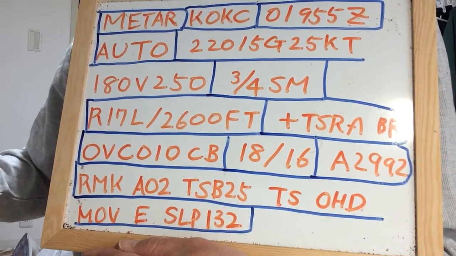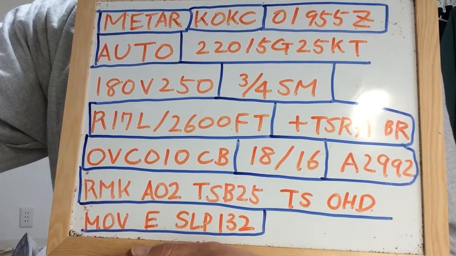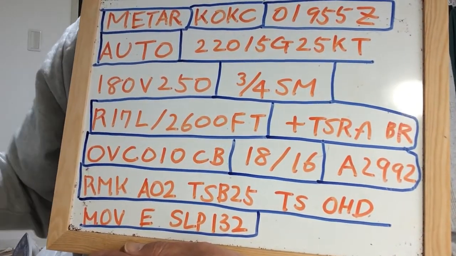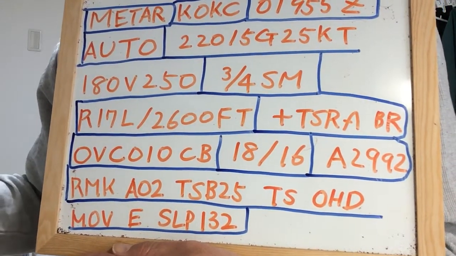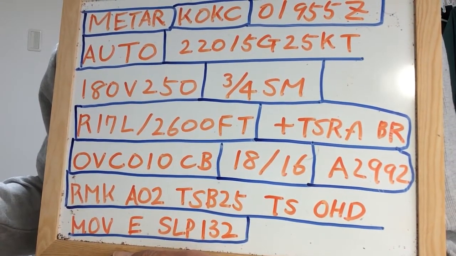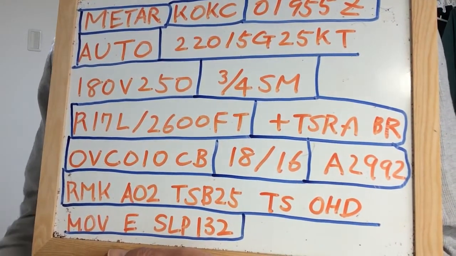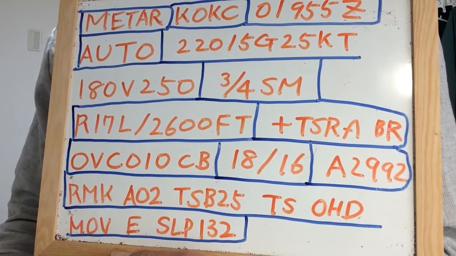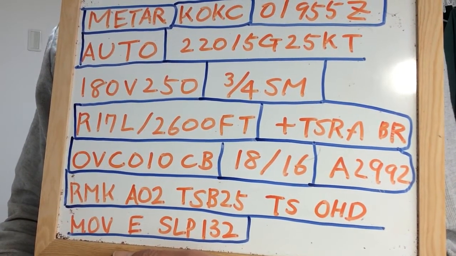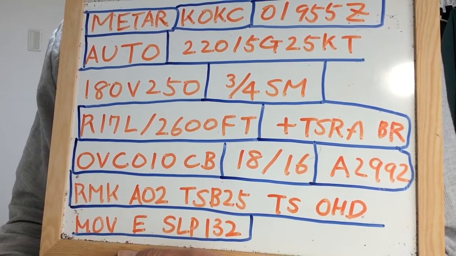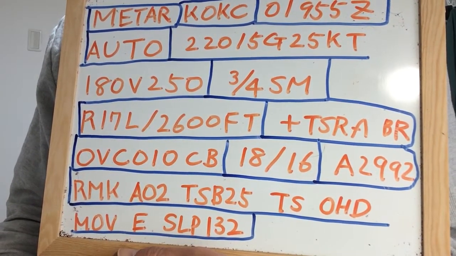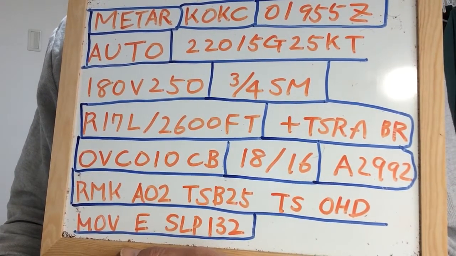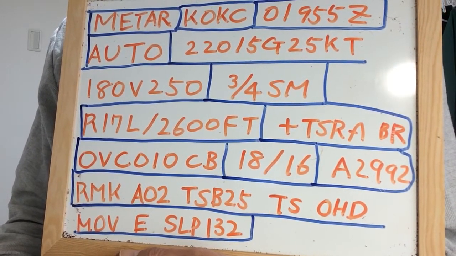The wind group is always coded with a KT to indicate wind speeds are reported in knots. Other countries may use kilometers per hour, KPH, or meters per second, MPS, instead of knots.